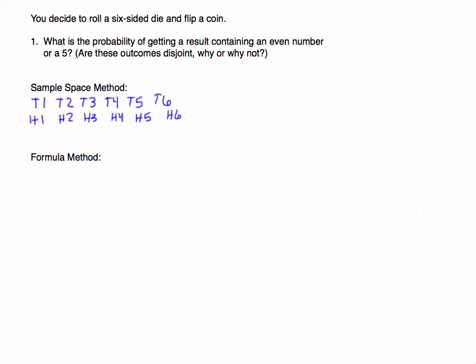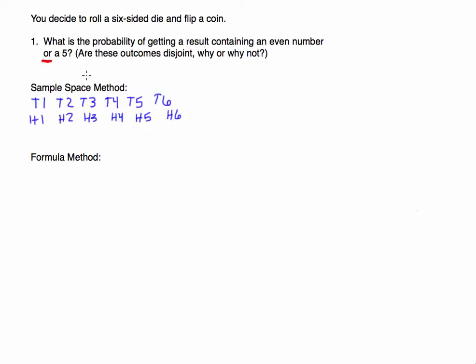We are now moving on to calculating probabilities that involve the word or. So we're still using a similar example that we saw in the last couple videos, and that is we're going to roll a six-sided die and flip a coin. We're doing this at the same time. We want to know what's the probability of getting a result containing an even number or a 5.